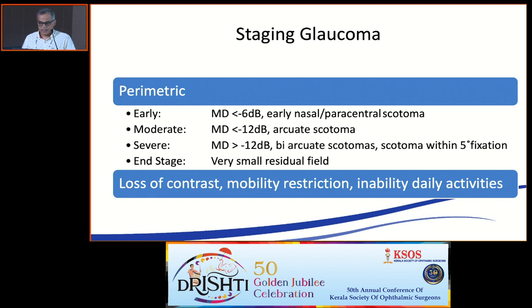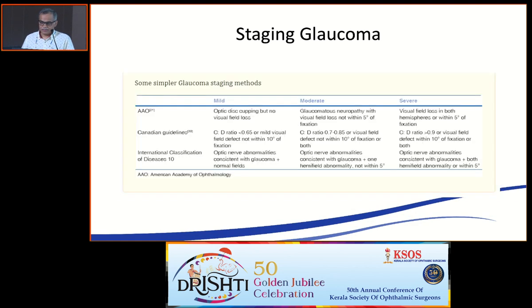And a mean deviation of less than 6 is an early perimetric glaucoma. Moderate is 6 to 12, and severe is more than 12 decibels. Of course, scotomas within 5 degrees of fixation means it is an end-stage glaucoma. And as I mentioned earlier, the patient is probably more worried about the lack of contrast, the restriction in his daily lifestyle, and inability to do his preferred activities.